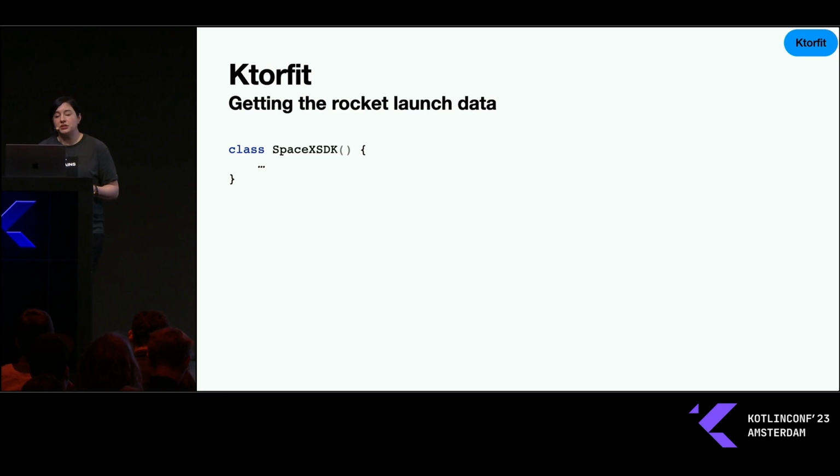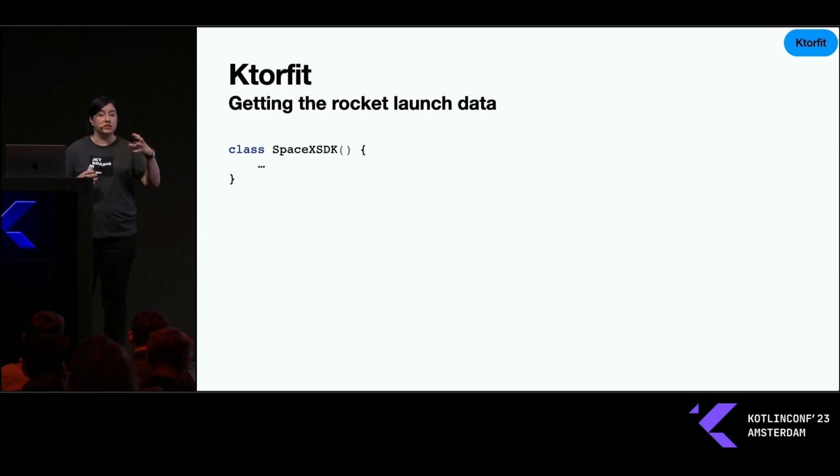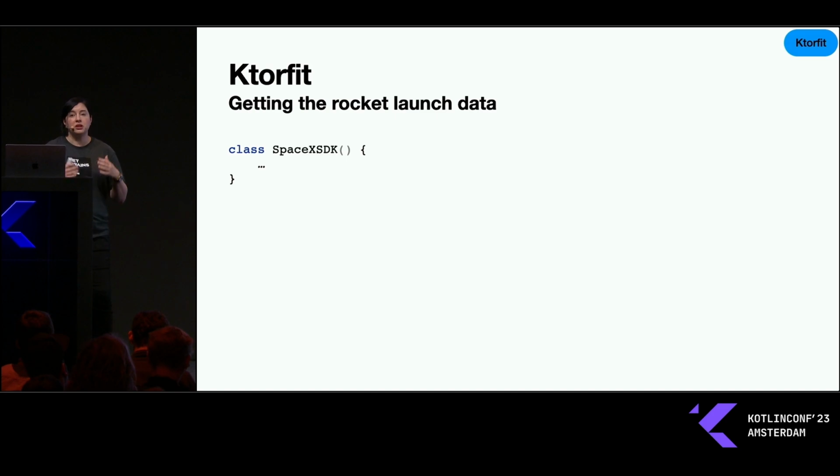And now we need to introduce a class called SpaceX SDK. This is what the rest of the app is going to use to make calls on the API. So we're putting SpaceX SDK in front of SpaceX API. This class is then going to set up the Ktor client, the API, and then provide some functions through which we can call the API.